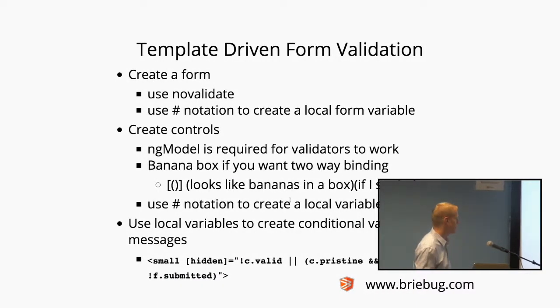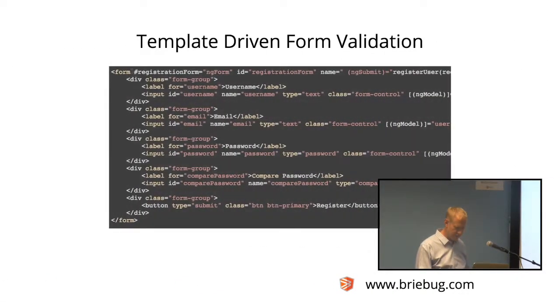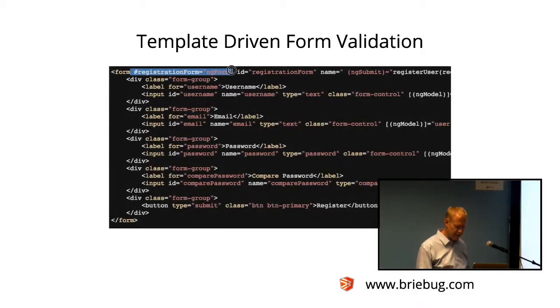So how do we do this? Well, it's actually pretty simple. The main thing we're going to do is create a form. We're going to use no validate on the form. And then we're going to use the pound notation to create a local form variable. The pound notation allows us to create variables inside of our HTML. So if we go back a slide here, you can see I have created a variable called pound registration form. Okay, so the variable now is just registration form, and that points to the ng form.